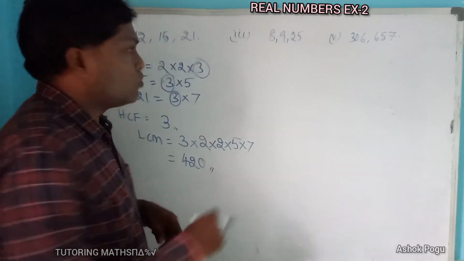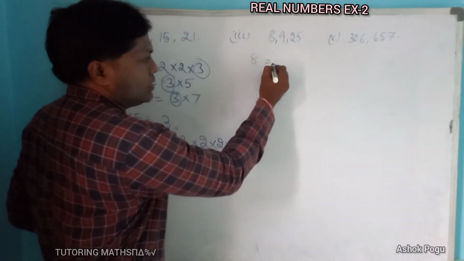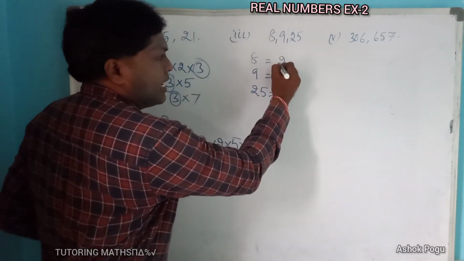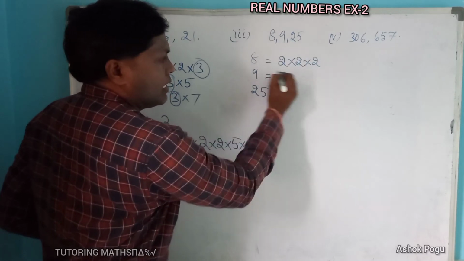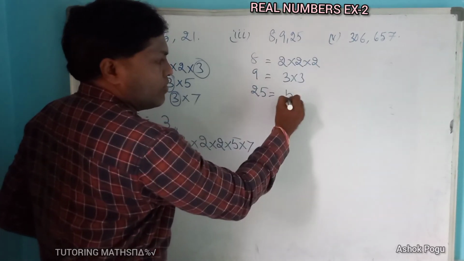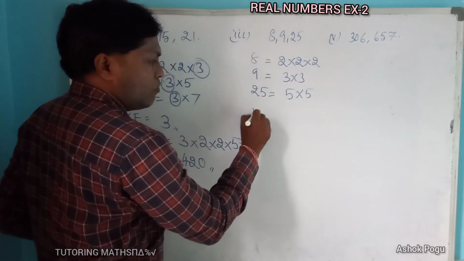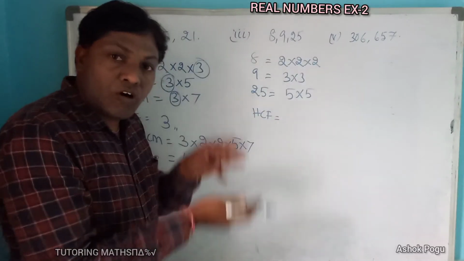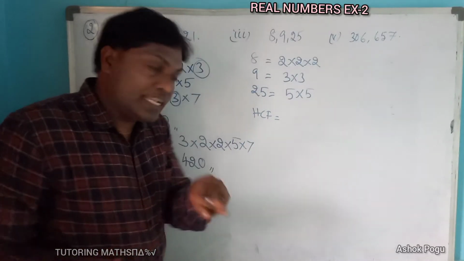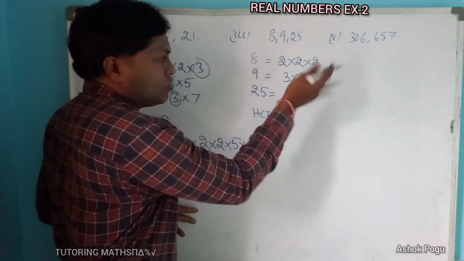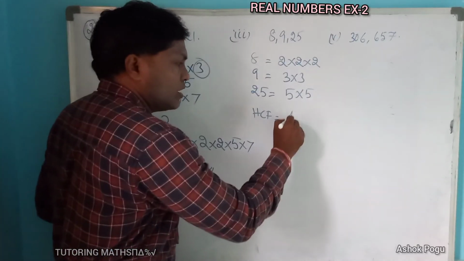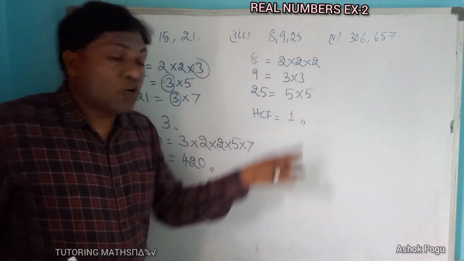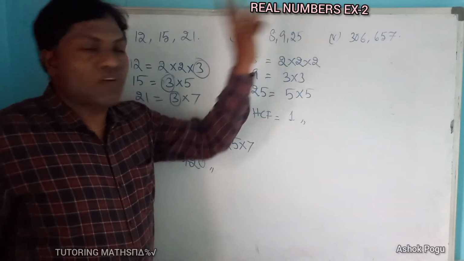Let us check question number 3: 8, 9, 25. Find out all the prime factors. 8: 2 2s are 4, 4 2s are 8. 9: 3 3s are 9. 25: 5 5s are 25. First of all, what is HCF? The highest common factor. 2 is not repeated in all the three columns. It should be repeated in all the three columns. So there is no common factor. If there is no common factor, then 1 would be the HCF of these numbers.